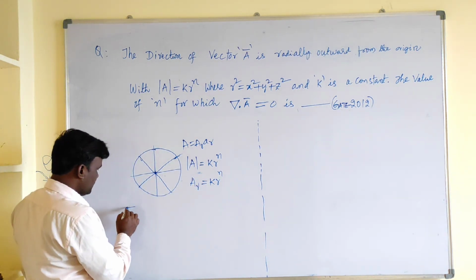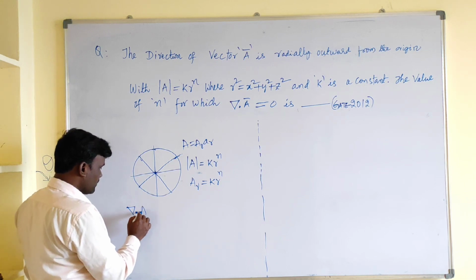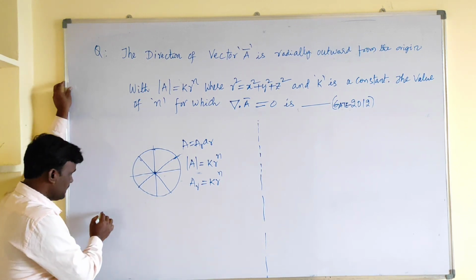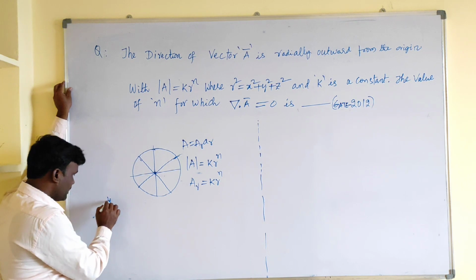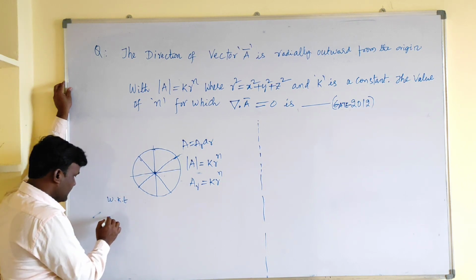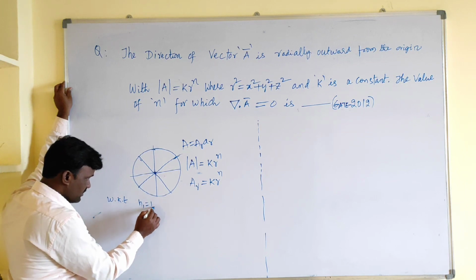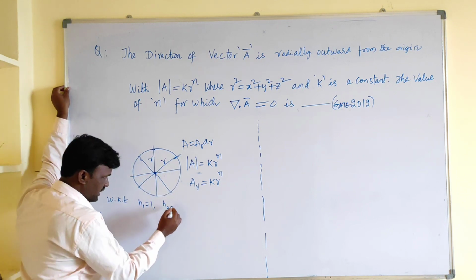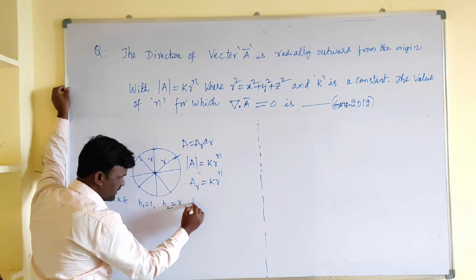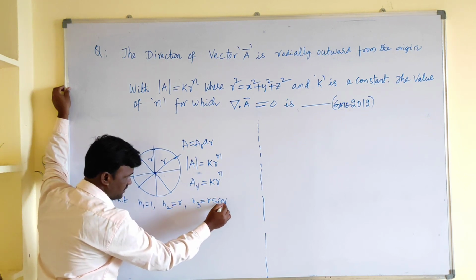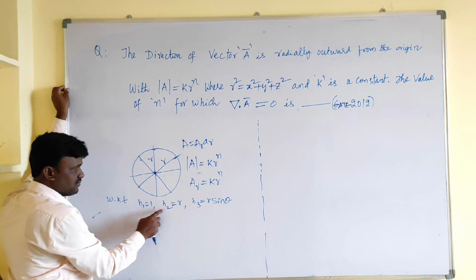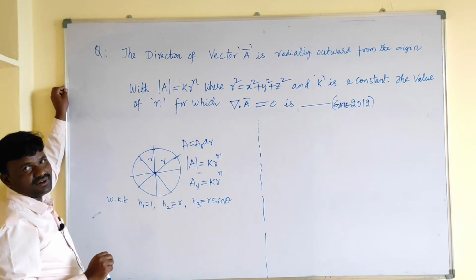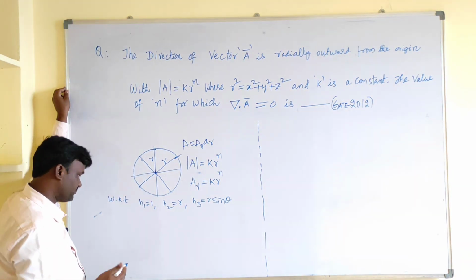Now write the del dot A formula. If you remember this direct formula, well and good. Otherwise, we have the divergence formula in terms of H1, H2, H3. We know that H1 is 1 for the spherical coordinate system. It is a sphere of radius r. H1 equal to 1, H2 is r, and H3 is r sin theta. If you want clear information about this r sin theta, please watch the video on the importance of differential elements along unit vectors.